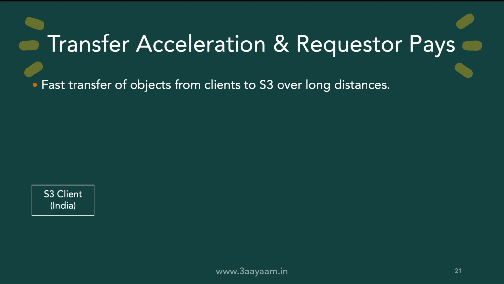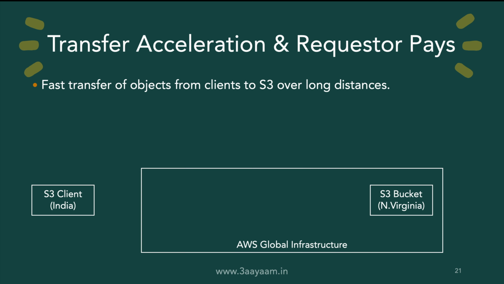So let's say I have an S3 client in India. Again, in this case, the client is the S3 console itself, and my bucket is in North Virginia. The S3 bucket that I have created is in North Virginia. So of course, there's a great distance between the two locations. As S3 is a global service and AWS by itself is global in nature, AWS has its global infrastructure, meaning that the infrastructure of AWS is interconnected using its own network.